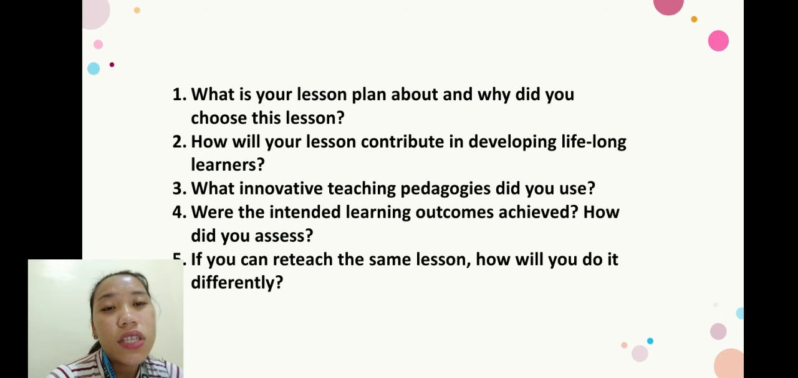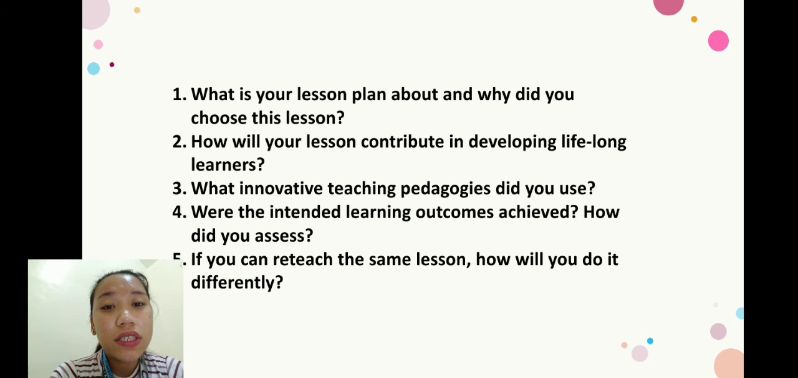Then the third question is, what innovative teaching pedagogies did you use? The teaching pedagogy that I used is inquiry-based teaching because it helps students to cultivate and challenge their minds and recall their prior knowledge. I think it's the third part of my lesson plan. I showed them flashcards with printed pictures of body parts, and I asked them to name and give the function of the body parts.